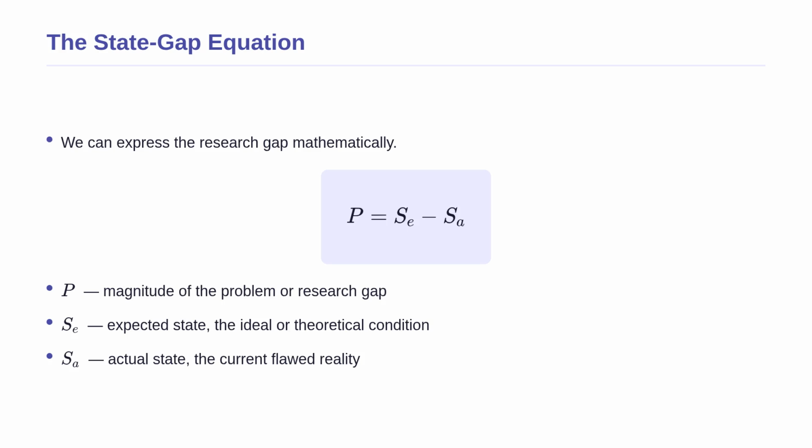This brings us to the mathematical representation of our concept. The formula is P equals SE minus SA. Let us break down where this comes from and what each symbol means.